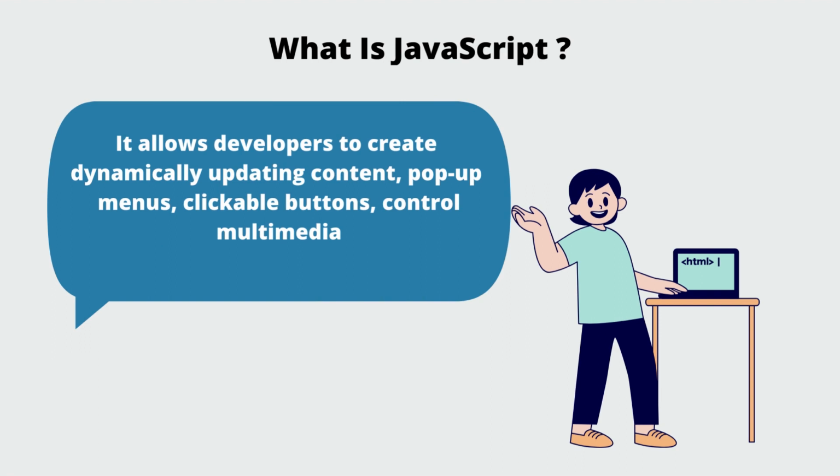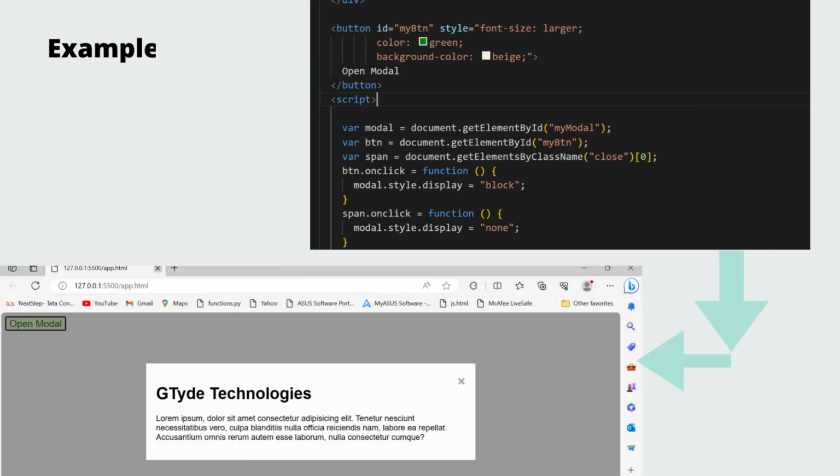Now moving on to JavaScript. JavaScript is a powerful client-side scripting language, and it is mainly used for enhancing the interaction of a user with the web pages. It allows developers to create dynamically updating content like pop-up menus, clickable buttons, and control multimedia like audio, video, etc.